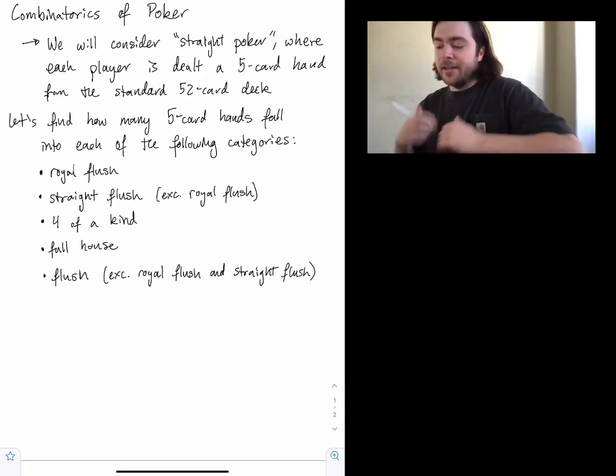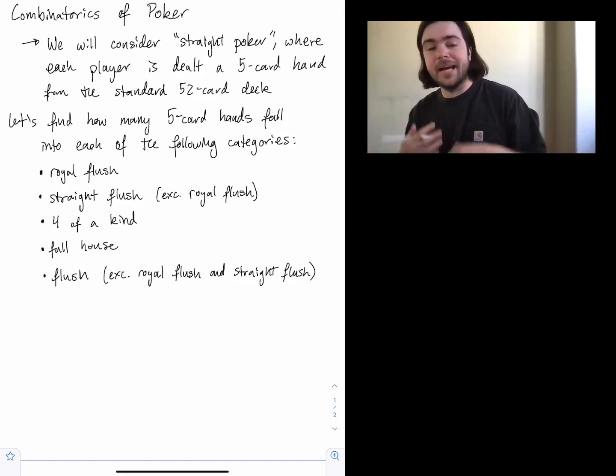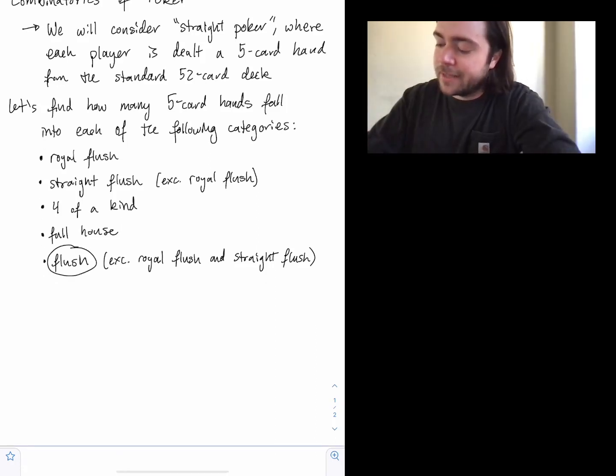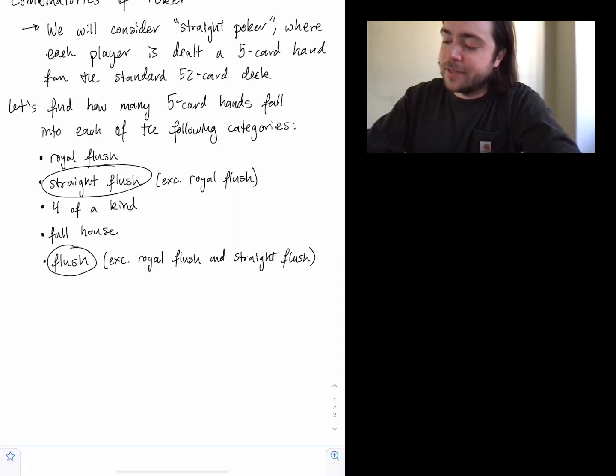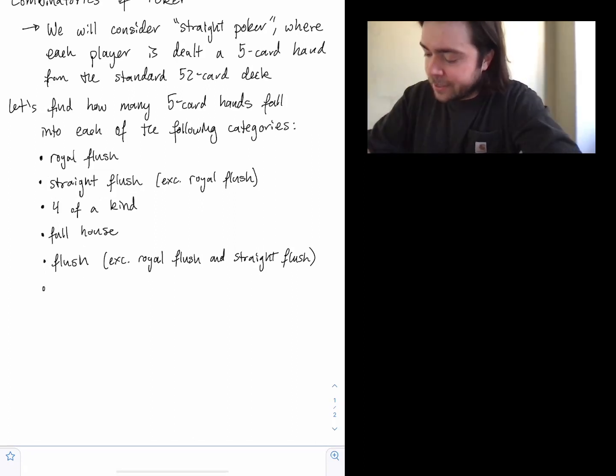Okay, we're just going to say a certain hand falls in a certain category if that is the best, the highest ranking description of that hand. So if we count a hand that's a flush, that wouldn't be a straight flush, because a straight flush is higher ranking. I'm listing all of these in order of ranking, by the way.